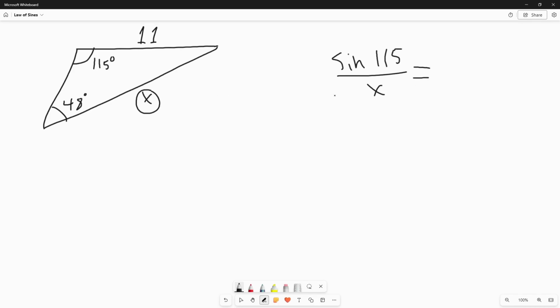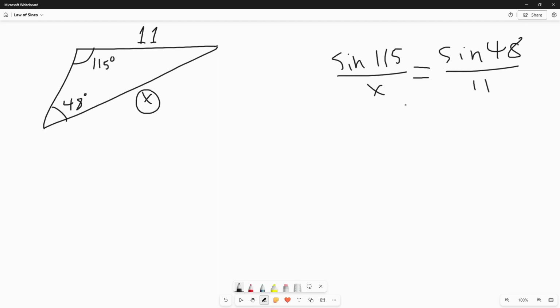And we need to look for another pair of angle and side that are already given the measures of. So here we have 48 degrees and 11. And they are corresponding sides and angles because they are opposite from one another. So we can use those. So sine 48 over 11.